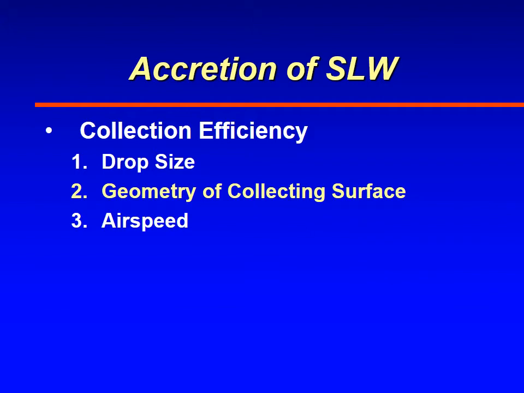The second thing that determines the accretion of supercooled liquid water on an airfoil or a wing is the size and shape of the wing itself, and not necessarily just the wing, but also other things that are sticking out into the airstream. We're going to stick to the airfoil analogy in this discussion, but at the end we'll look at some pictures of things that stick out into the wind, or the air, that aren't necessarily wings or airfoils.